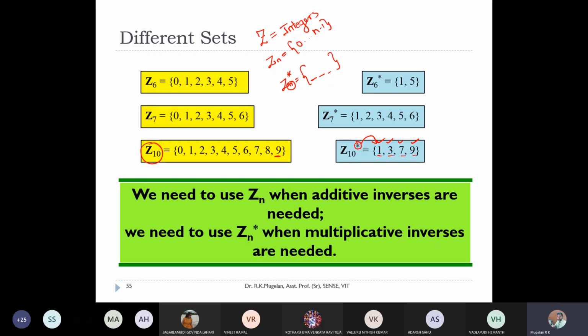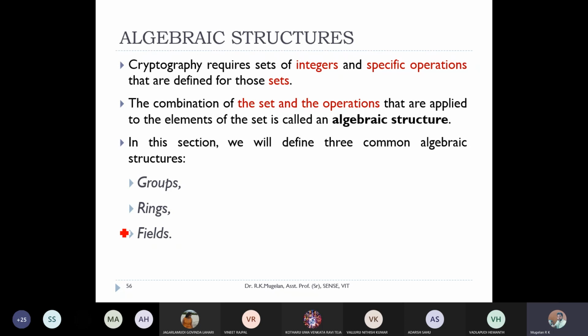With this we'll conclude modular arithmetic. Now we move on to the next topic, called algebraic structures. Until now we saw integers and other types of integers, modular operations, and binary operations. Now we are going to combine the sets we just saw, that is Z, Zn, and Zn star, along with some binary operations. A set combined with binary operations is called an algebraic structure, and these form a major backbone for our modern-day cryptographic techniques.